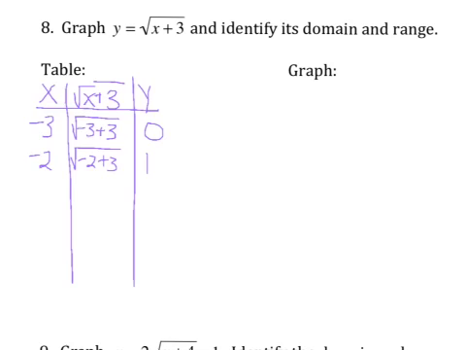Another number that's easy to take the square root of is 4. So I could plug a 1 in for x. 1 plus 3 is 4, and the square root of 4 is 2. And then the last number that's easy to take a square root of that we would want to graph is 9. So I could plug a 6 in. 6 plus 3 is 9. The square root of 9 is 3.